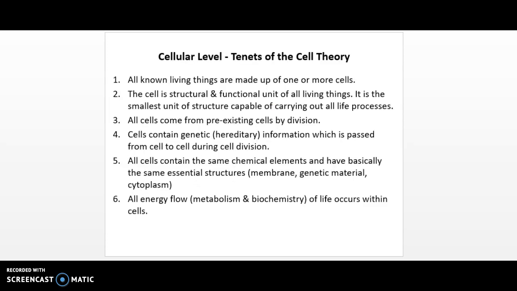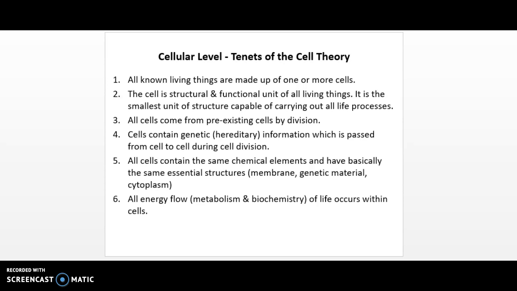So, I did go through this a little fast. Let's look in a little bit more detail of what each one is. Cell theory. Cell theory is typically 3 or 4 main ideas, but we're going to add a little bit more detail. So, all known living things are made up of 1 or more cells. The cell is the structural and functional unit of all living things. It's the smallest unit of structure capable of carrying out all of life's processes.